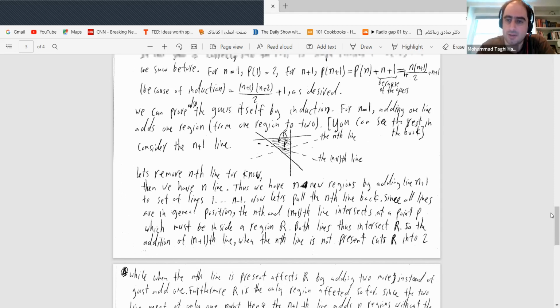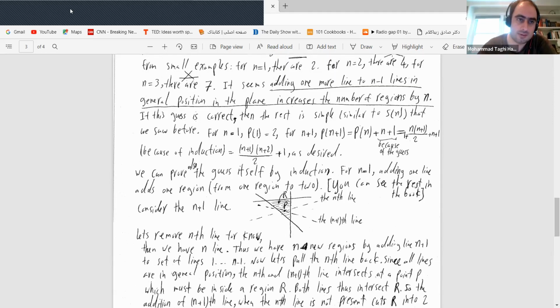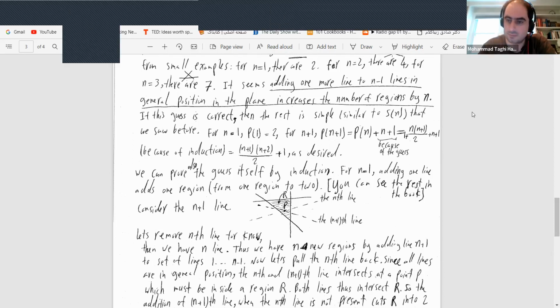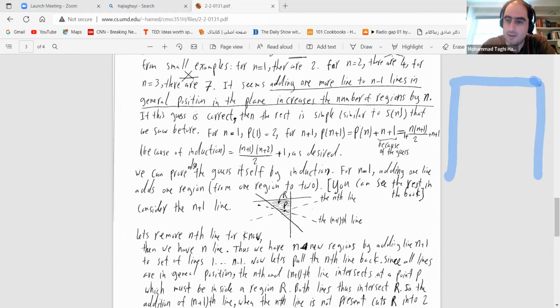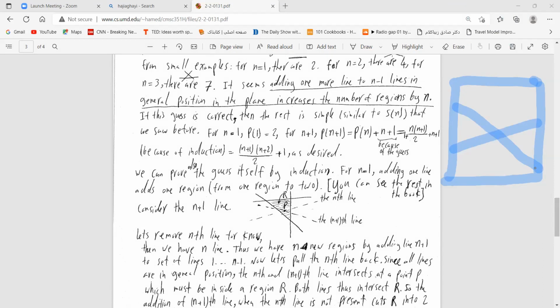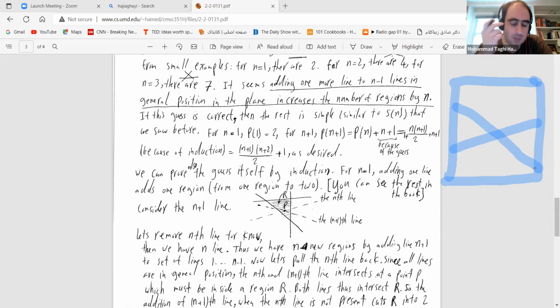So consider this. This is the whole plane. If we have one line there and we are adding one more line to that, how many regions will be added? Two. So that is correct. If we have one line and we add one more line, then two will be added. Good. So the basis of the induction is correct.